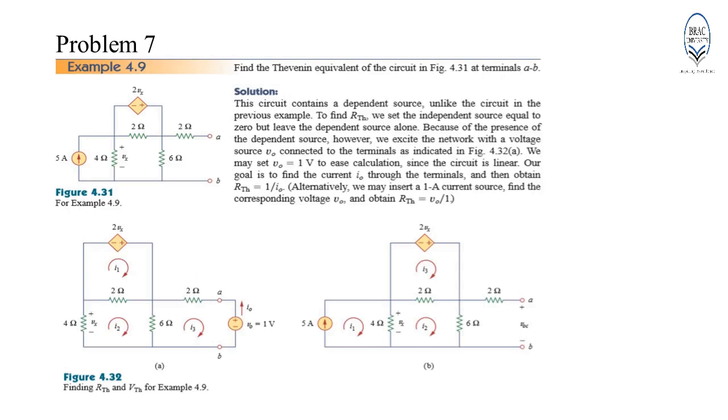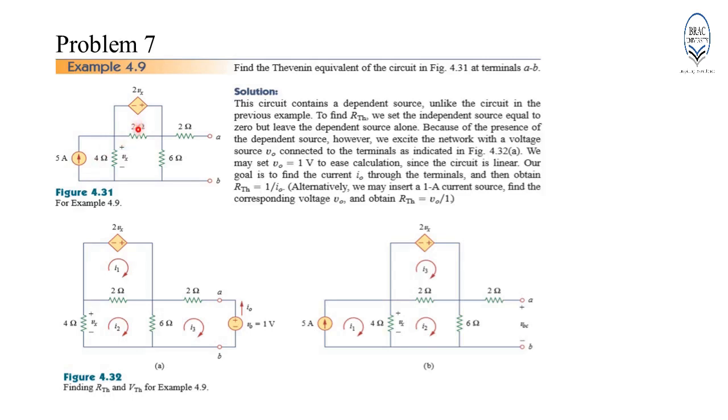Problem 7. This circuit contains a dependent source, unlike the circuit in the previous examples. To find R Thevenin, we usually set the independent sources equal to 0. That is, we deactivate them. But this cannot be done in case of the dependent source.